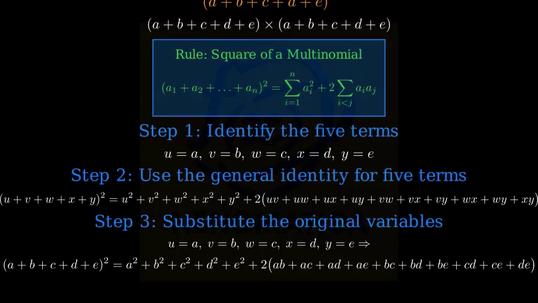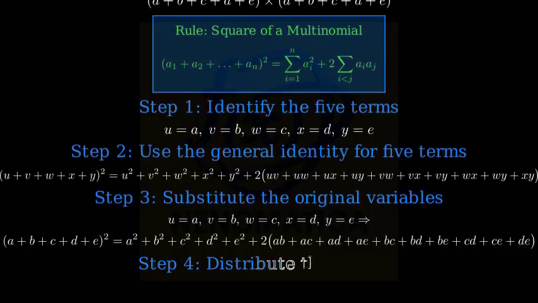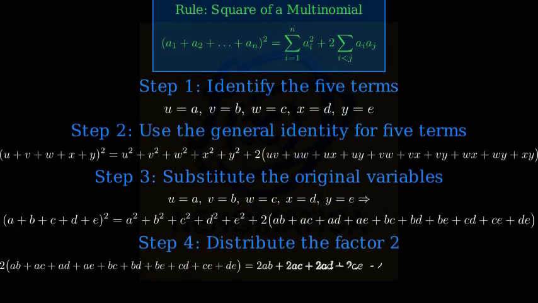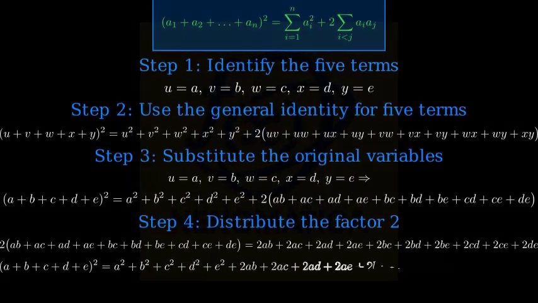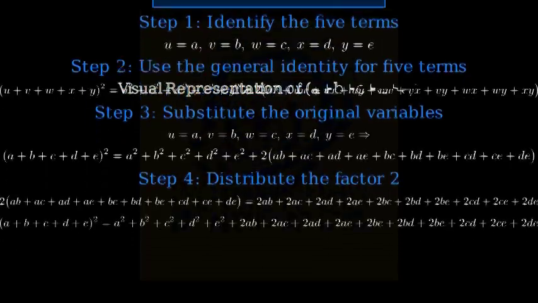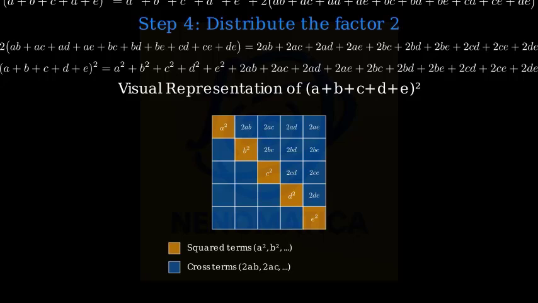The fourth and final step is to distribute the factor of 2 over all the pairwise products. Now, let's visualize this pattern more clearly. Notice that we're squaring each individual term, and then adding twice the product of each possible pair of terms. This creates a systematic pattern where each term is multiplied with every other term exactly once, and the result is doubled.